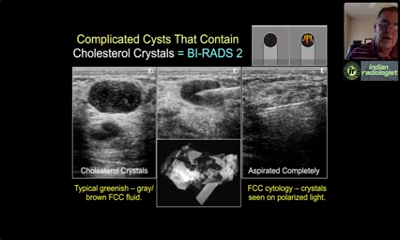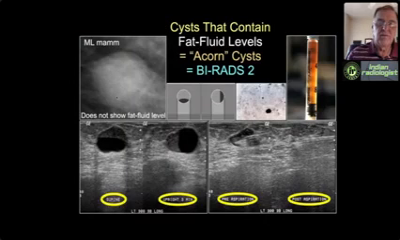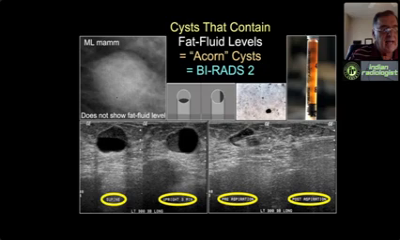But if you look under polarized light, you'll see these birefringent cholesterol crystals. So I believe that these scintillating echoes are simply cholesterol crystals. They're crystallized fat, essentially, and they're just benign. They're BI-RADS 2 too. As debris, proteinaceous debris, can layer in the non-dependent part of the cyst, a lipid layer can layer in the non-dependent part of the cyst.